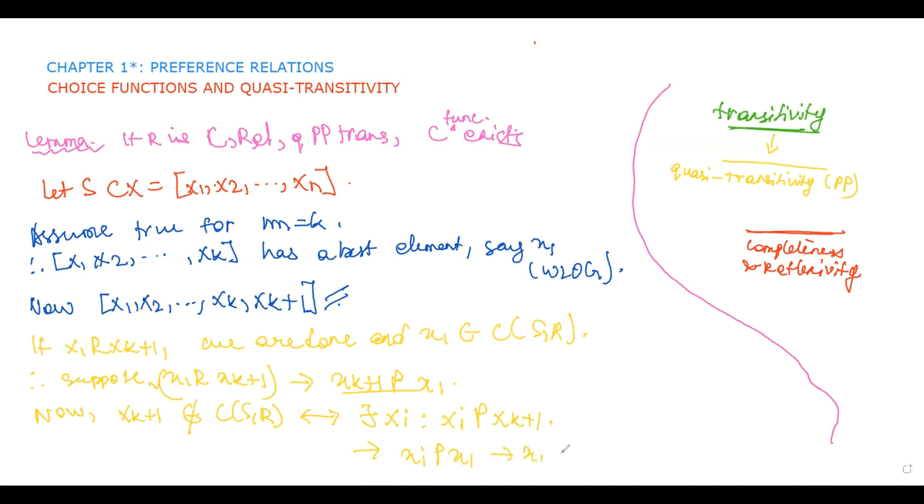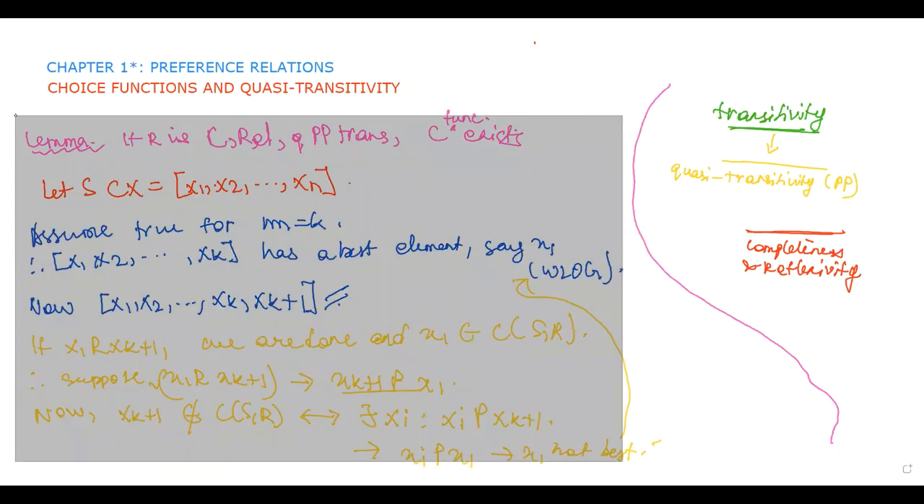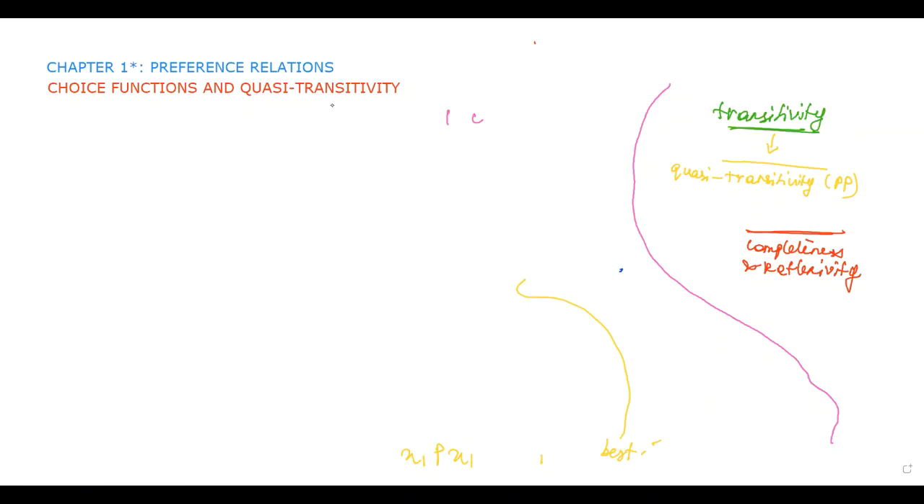But this implies x1 does not belong to C(S, R). But this implies x1 is not the best element of the smaller set. Not best. Which is not true because we have already said this. And so we are done. So by the principle of mathematical induction, for all n, this set will have at least one best element.